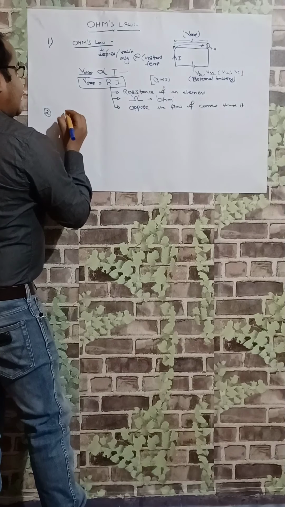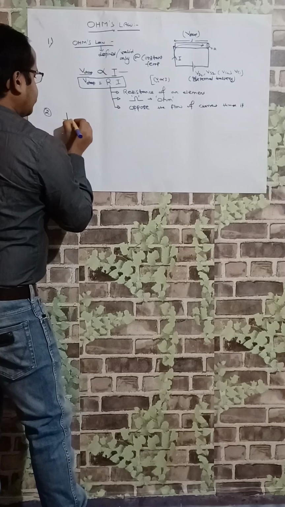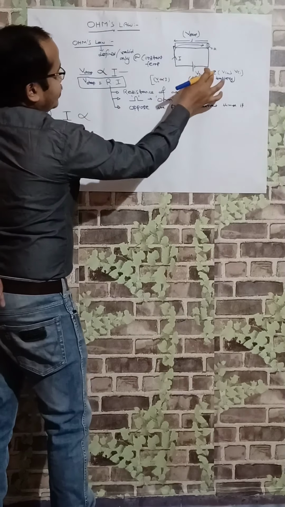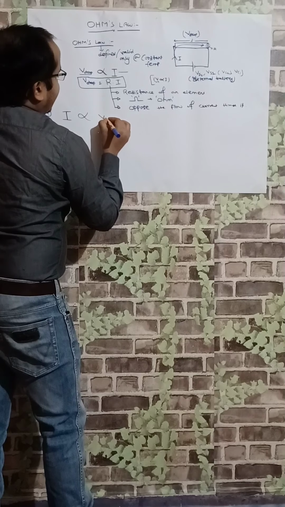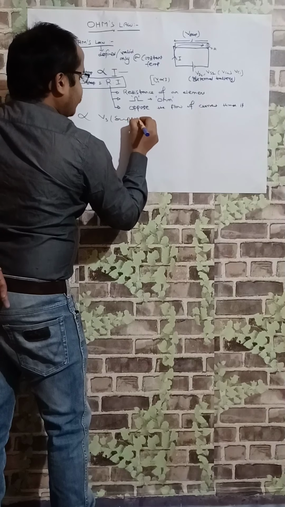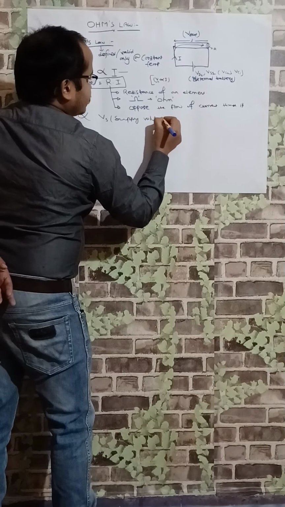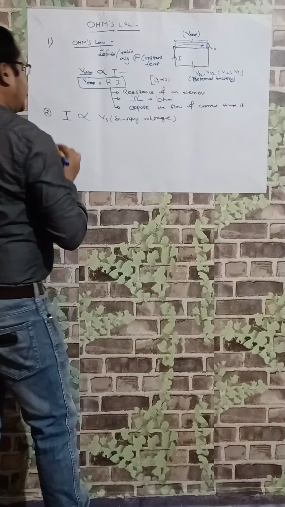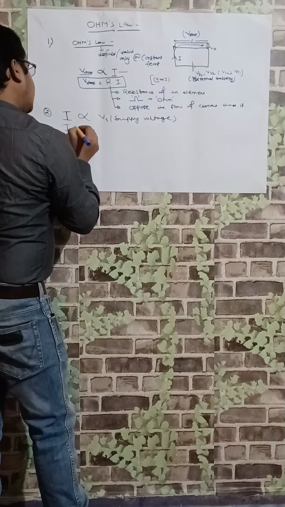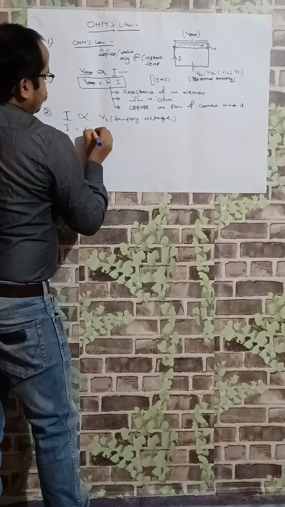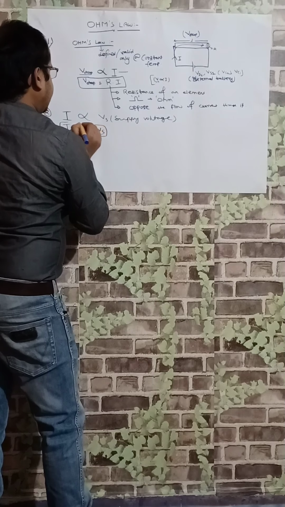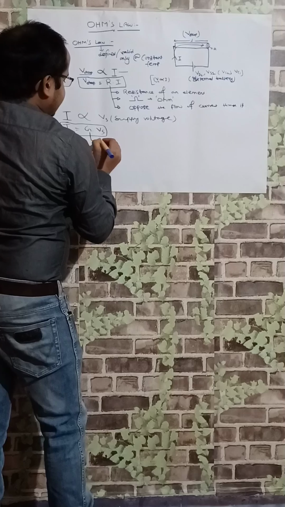So I can say that I is directly proportional to Vs. This is the supply voltage, not the voltage drop. To remove this proportionality, another constant comes into the picture, that is I = G Vs. This G is the conductance.